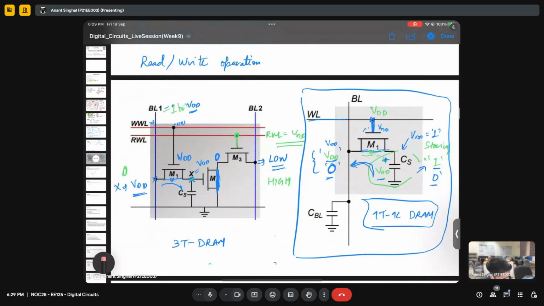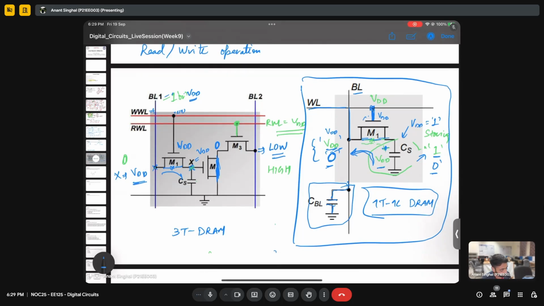What is the purpose of this CBL, sir? This is just a bit line capacitor. It is just for the safety of the circuit, you can say. This is for higher purposes, but once this bit line is VDD, it can also provide a charge, or provide a place to store some of the charge. For the operation, this is not important currently. Is it fine?